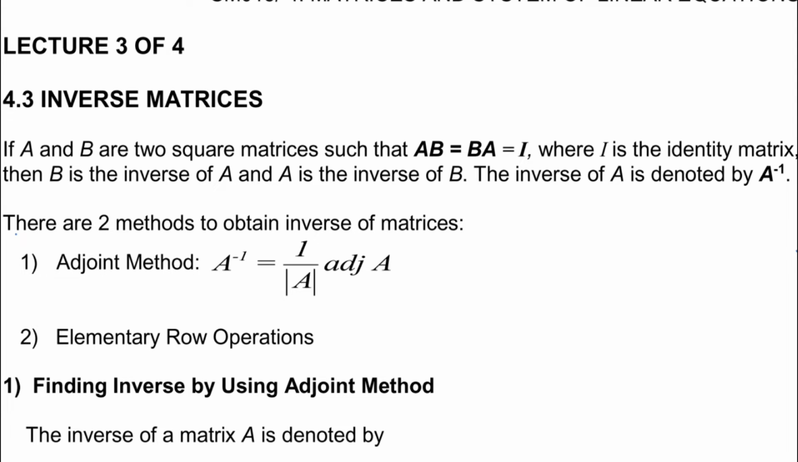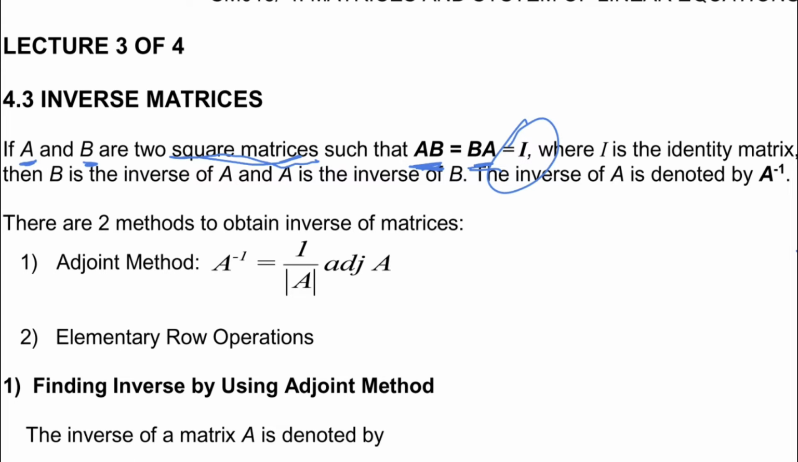Now we're gonna learn about inverse matrices. If A and B are two square matrices, right? The keyword here is square matrices. You have learned before the definition of square matrices, such that A multiplied with B is equal to B multiplied with A and equal to capital I, where capital I is the identity matrix.